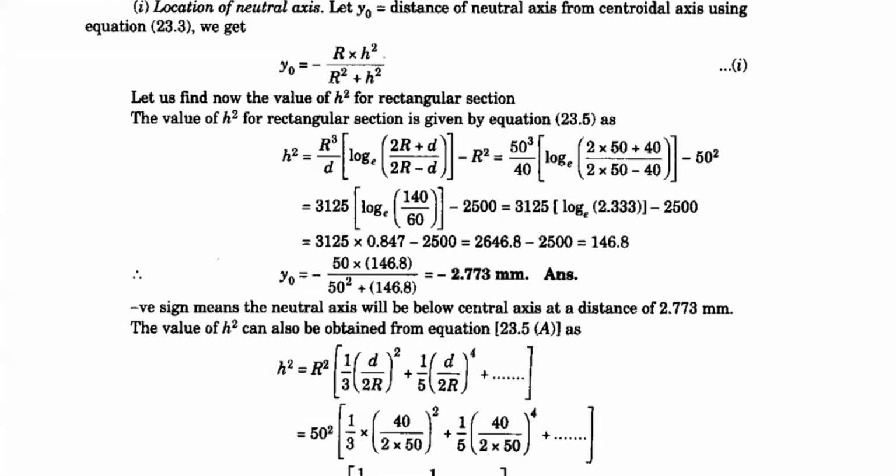Now again, on page number 10, please verify the final equation of your h square for the rectangle section. After simplification, you have r square into 1 by 3 (d by 2r) whole square plus 1 by 5 (d by 2r) whole power 4 plus and so on. Please observe on page number 10 the final equation of h square for the rectangle section.